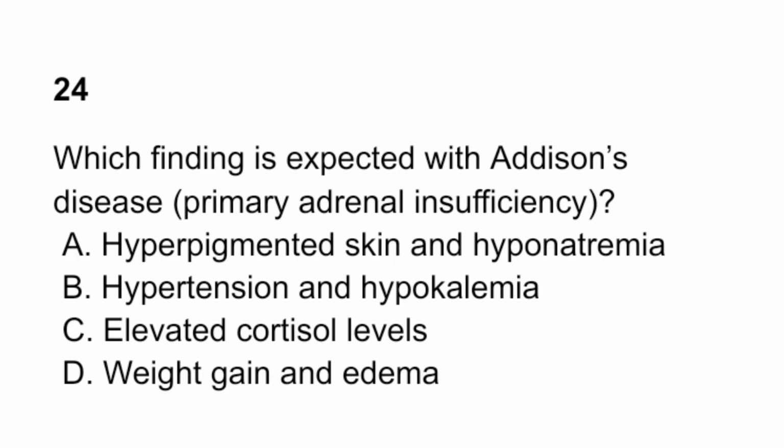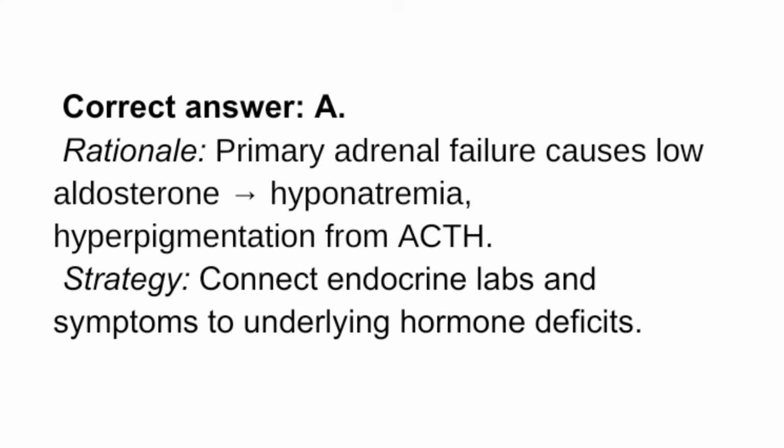24. Which finding is expected with Addison's disease, primary adrenal insufficiency? A. Hyperpigmented skin and hyponatremia. B. Hypertension and hypokalemia. C. Elevated cortisol levels. D. Weight gain and edema. Correct answer, A. Rationale: primary adrenal failure causes low aldosterone and hyponatremia, with hyperpigmentation from ACTH.